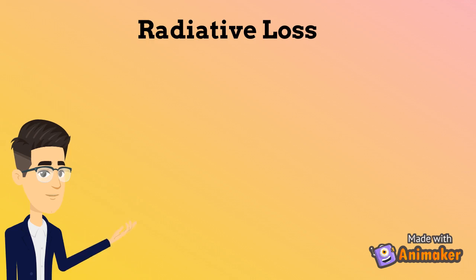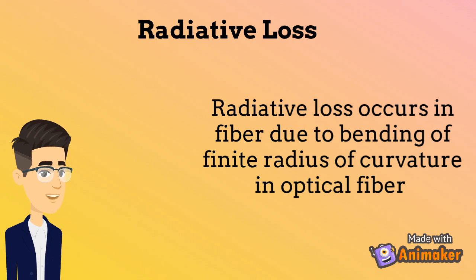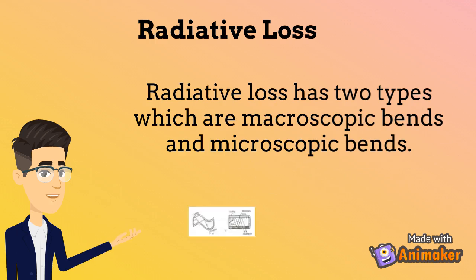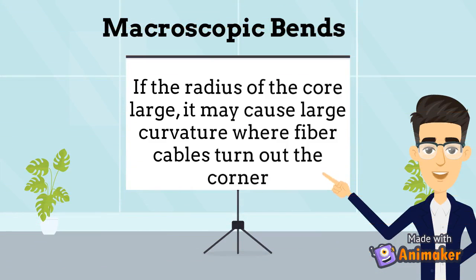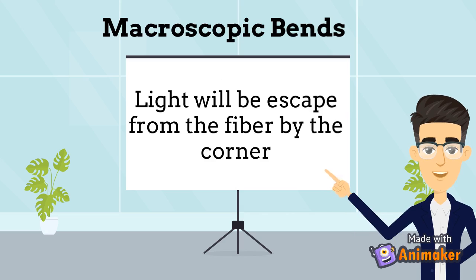Fourth is radiative loss. Radiative loss occurs in fiber due to bending of finite radius curvature in optical fiber. Basically, there are two types of radiative loss, which are macroscopic bends and microscopic bends. Macroscopic bends: if the radius of the core is large, it may cause large curvature, where fiber cables turn at the corner. Besides that, light will escape from the fiber at the corner.